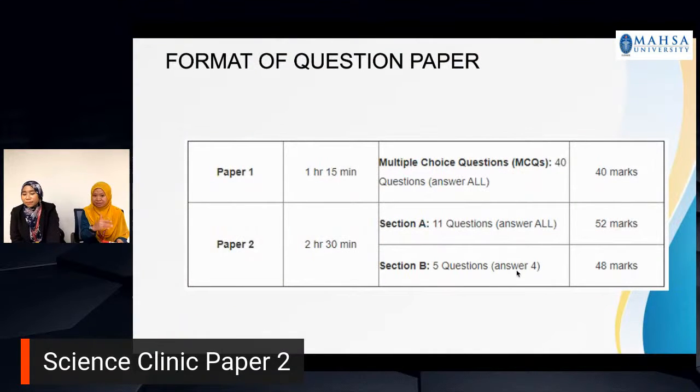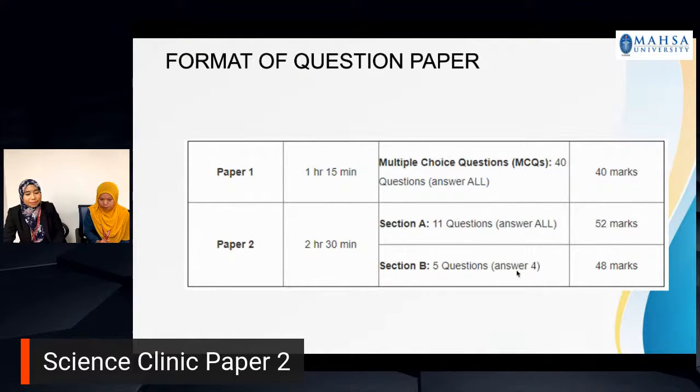So before we proceed with the questions, I want to explain the format of the question paper for the mathematics subject. For paper 1, we have MCQ questions, 40 questions. You need to answer all the questions. The duration is 1 hour and 15 minutes.